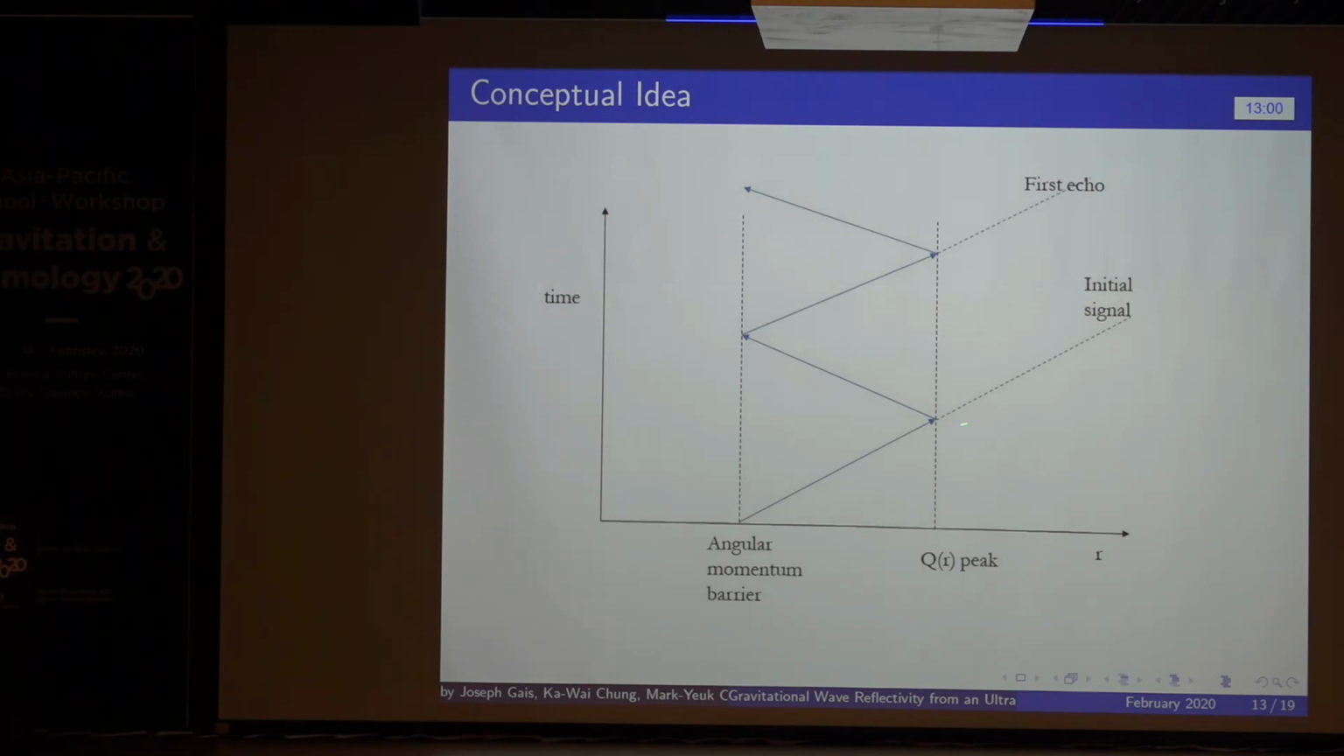However, some of it can then reflect off of the peak of the bosonic cloud potential, hit the angular momentum barrier again, and then reflect once more, resulting in our first echo, and so on and so forth for a second echo, third echo, etc. And as it turns out, this time delay between the echoes is actually dependent pretty closely on the value of the ultralight boson mass. And in this way, detecting an echo can be some sort of probe of this boson mass.